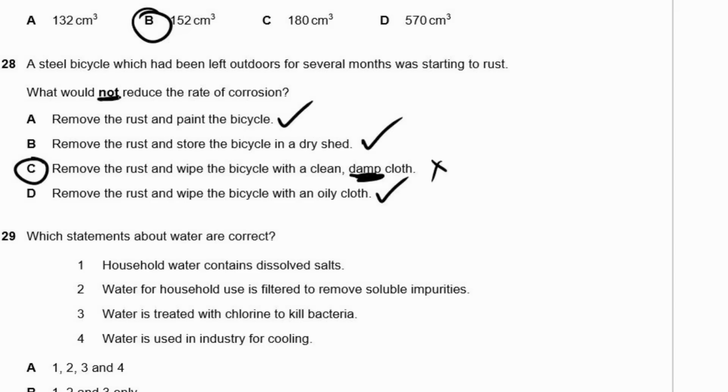That's the one that would not reduce the rate of corrosion. Question 29. Which statements about water are correct? So, does household water contain dissolved salts? Yes, there's definitely salts dissolved in household water.